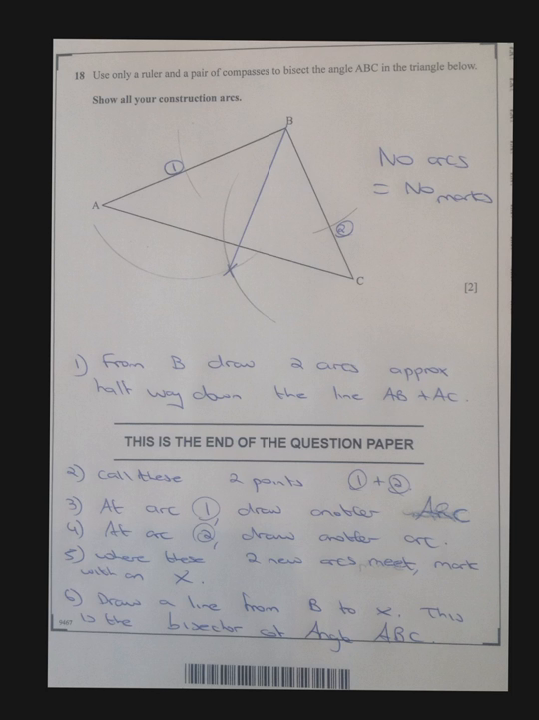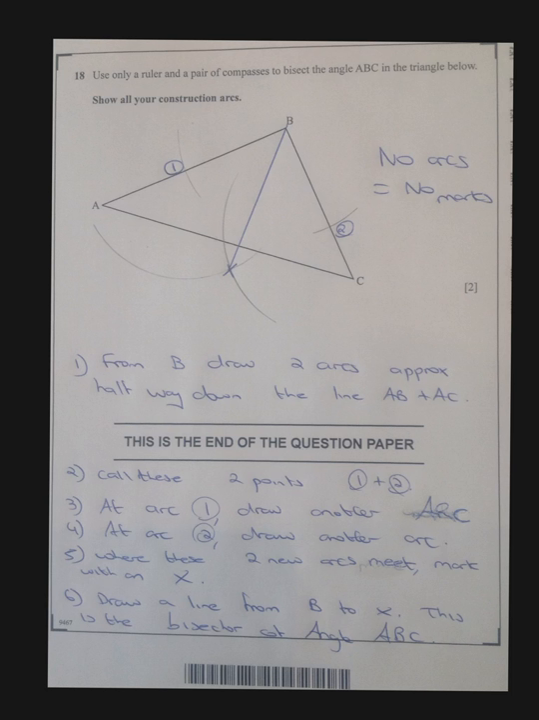Okay, and the last question is the question on bisecting an angle with the compass and ruler. I'm going to spend just a few minutes going through this so we'll all understand. Basically, what they want you to do, first of all, with a ruler and a pair of compasses, is bisect the angle ABC. That means, remember, the middle letter, which is B. So we're going to be dealing with this angle B. Okay, and here's how you do it.